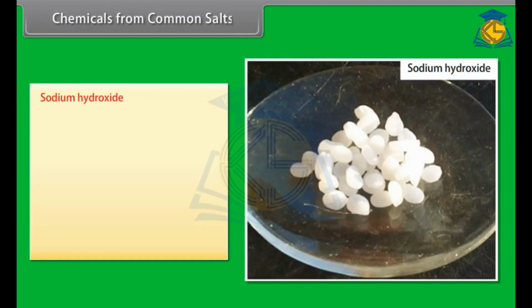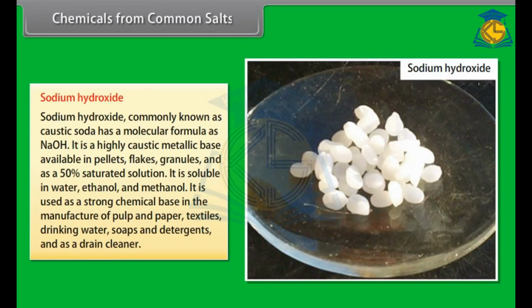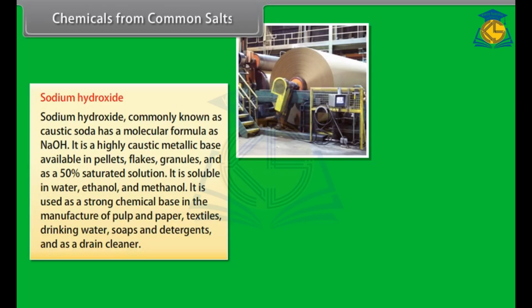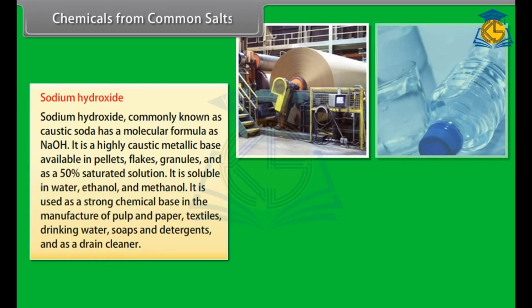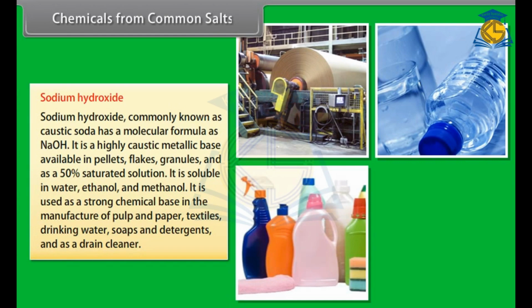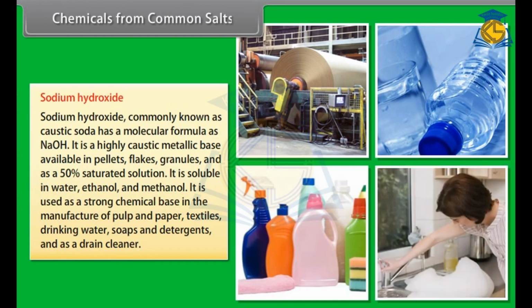Sodium hydroxide. Sodium hydroxide, commonly known as caustic soda, has a molecular formula as NaOH. It is a highly caustic metallic base available in pellets, flakes, granules, and as a 50% saturated solution. It is soluble in water, ethanol, and methanol. It is used as a strong chemical base in the manufacture of pulp and paper, textiles, drinking water, soaps and detergents, and as a drain cleaner.